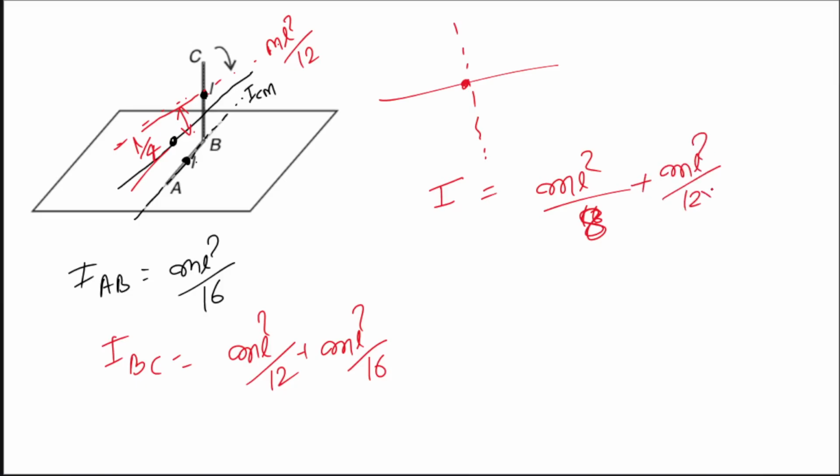So do one thing, denominator को आप same कर लो. That is what I do often. So if you write it, it will become how much? This will become 5 ml square by 24, right? So this is the moment of inertia. Okay, this is the total moment of inertia. Done it? Yes. So this is this.